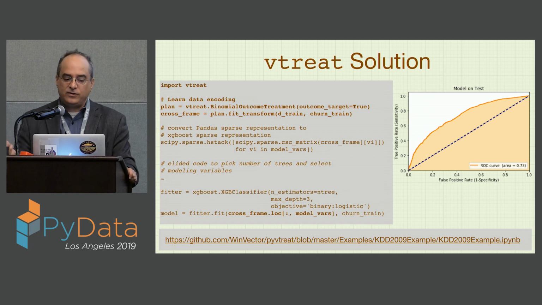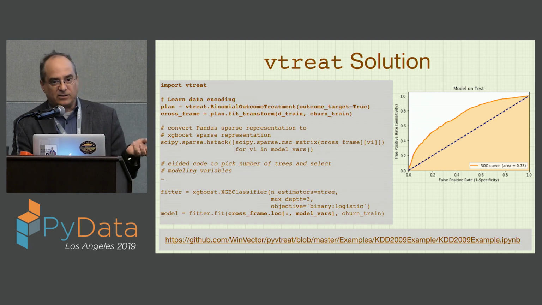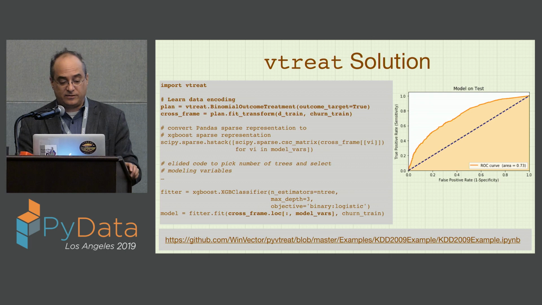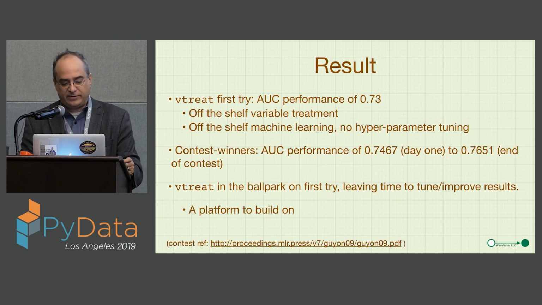So this gives you a fire and forget: we used vtreat with no hyperparameter tuning, we used XGBoost with no hyperparameter tuning, and in 10 minutes, we're in the ballpark of winning, which again, life isn't a Kaggle contest, so in the ballpark is good business. So there's the results. Sorry, I spoke ahead of my slides. And again, here's the reference to the contest.